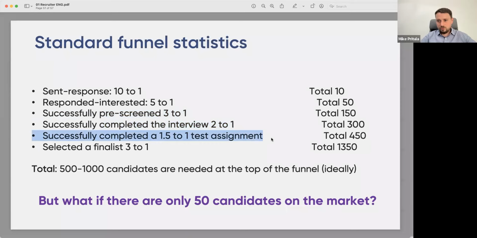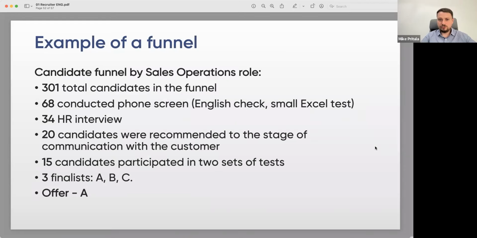1 to 1.5 is a conversion rate from assessment to the next stage. And then you have a finalist, 1 out of 3. So imagine we multiply all these conversion rates and we have 1,350 potential candidates we have to consider at the top of the funnel. This is, let's say, an ideal case. If you have less, okay, you have less, then you will have to pay more attention to it.